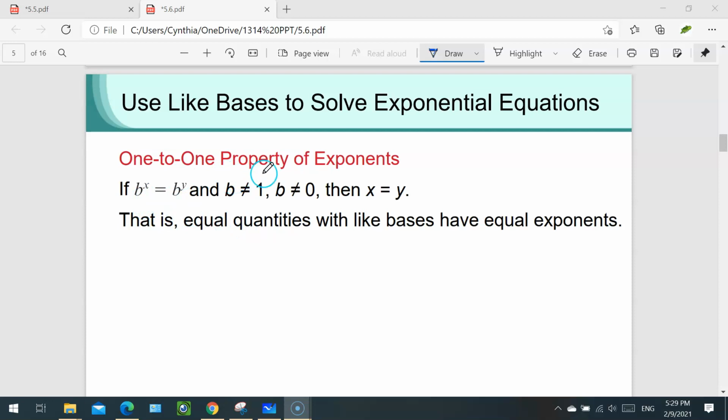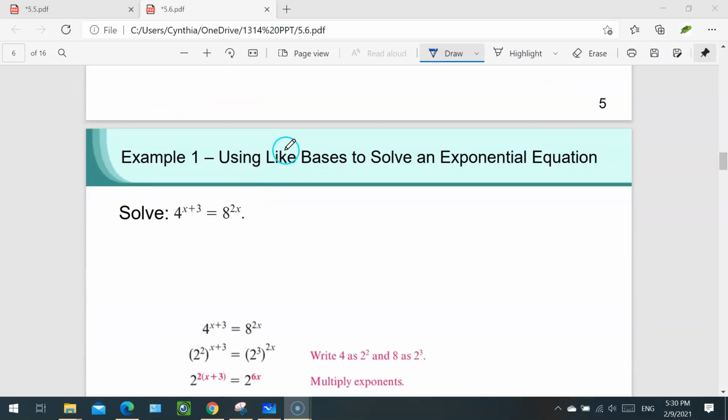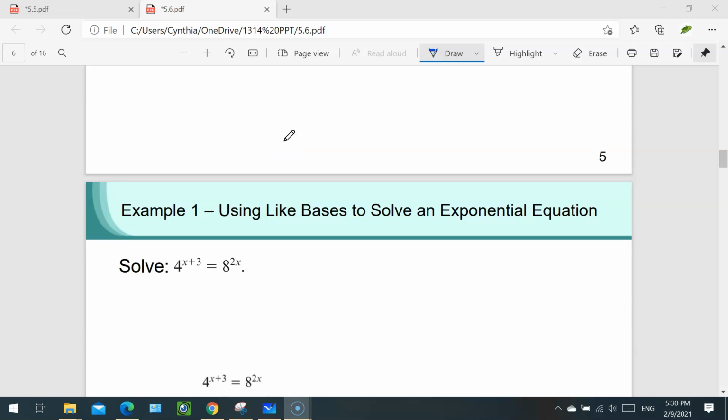We use a one-to-one property to solve for the exponential equation. If b power x equals b power y, b is not equal to 1, b is not equal to 0, then x equals y. So we look at this example. The left-hand side has 4 to the power x plus 3. Right-hand side is 8 to the power 2x. I'm going to rewrite both sides with the same base number. So 4 is equivalent to 2 to the power 2. Now it has x plus 3 in the degree power. I can rewrite the number 8 as 2 to the power 3, and it has a 2x there.